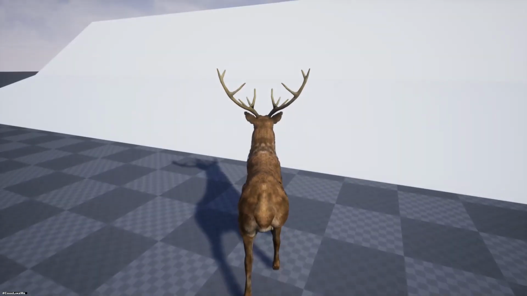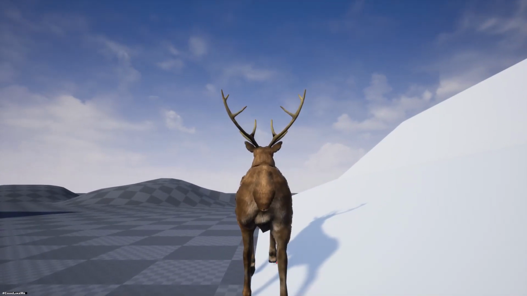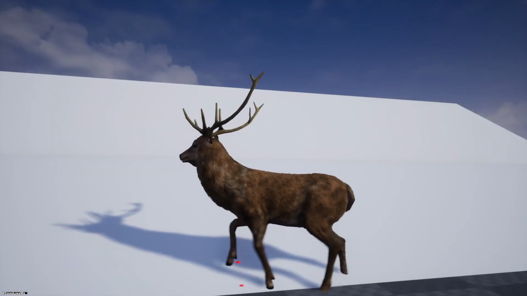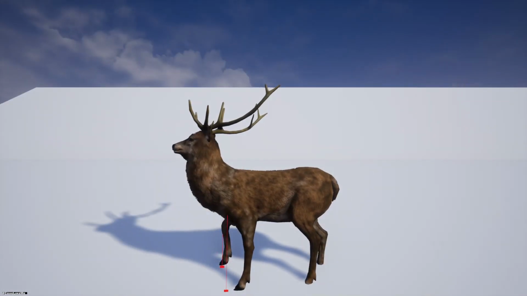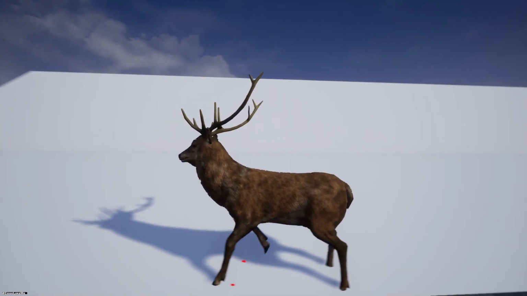In another part I wish to fix the back legs as well, but because, as you can see here, this back leg is submerged in the ground, I haven't fixed that yet.